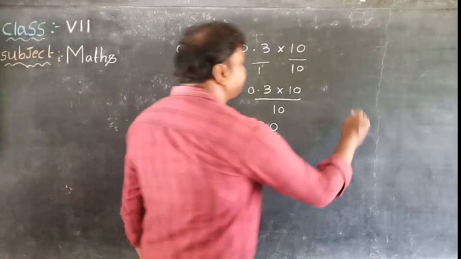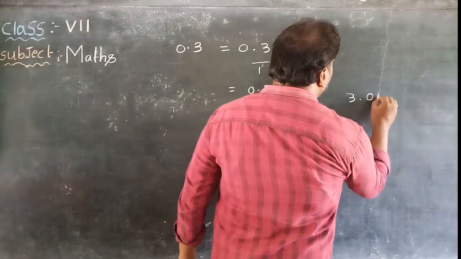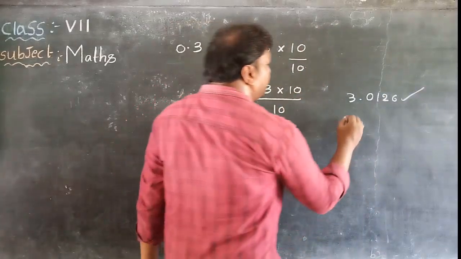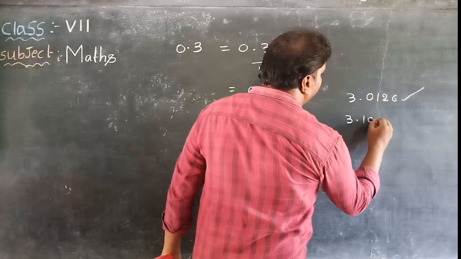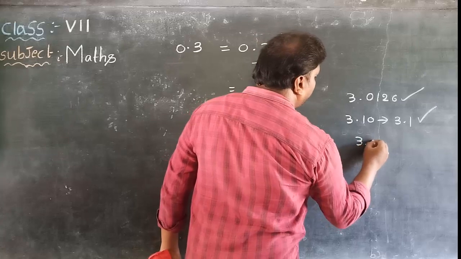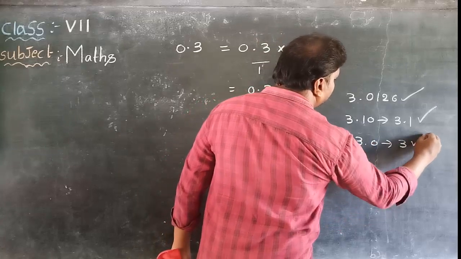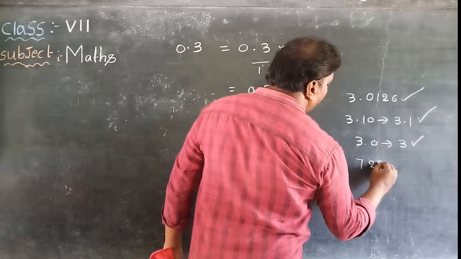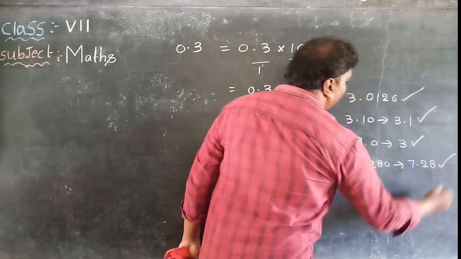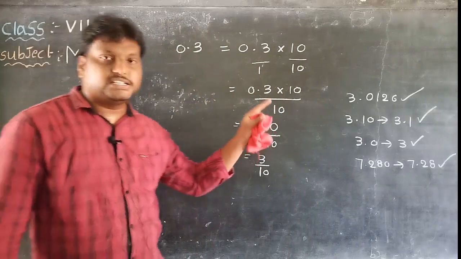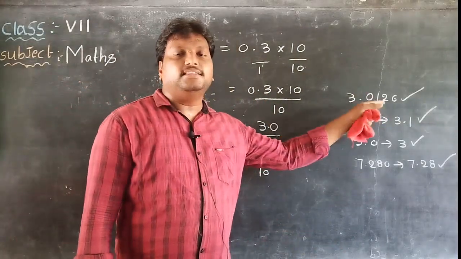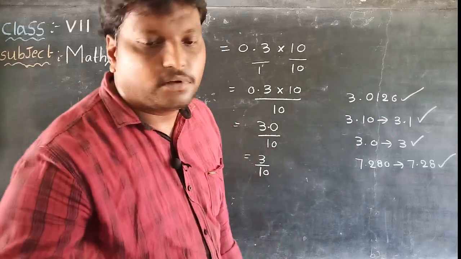In case of 3.0126 it is valid, but 3.10 we can write as 3.1, 3.0 we can write as 3, 7.280 we can write as 7.28. If the last digit after the point is 0, then that is not valid. In case 0 is in the middle, then it is valid.